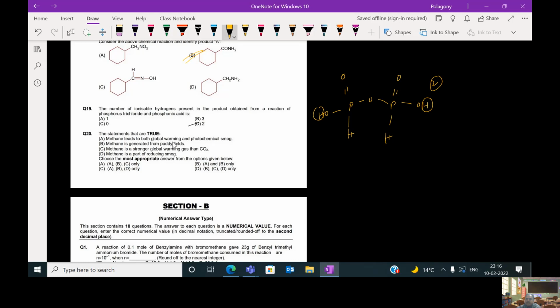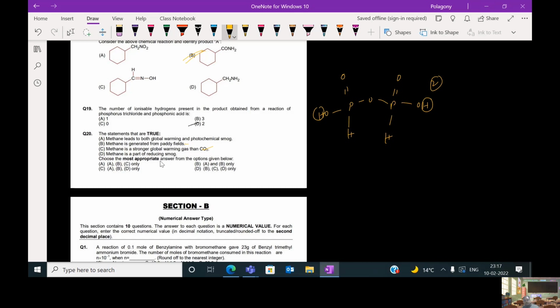The statements that are true: methane leads to both global warming and photochemical smog. Methane is generated from paddy fields, right. Methane causes stronger global warming than CO2, because methane doesn't undergo decomposition, whereas CO2 can be used by the plants. Methane is a part of reducing smog.